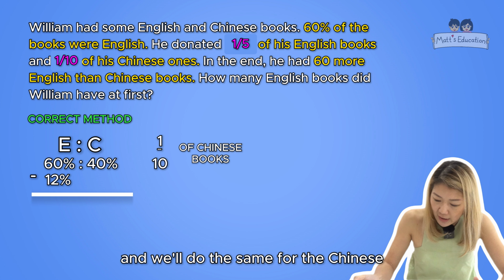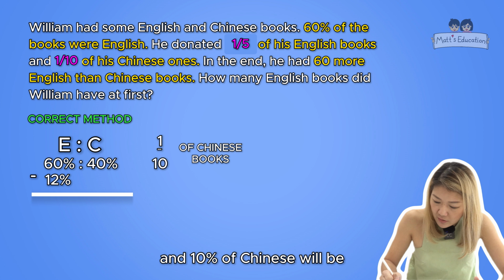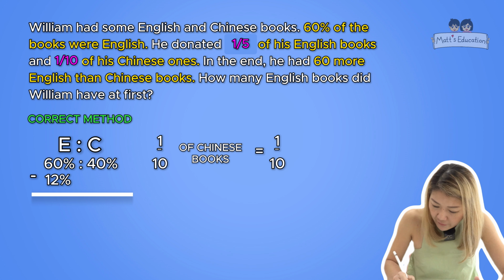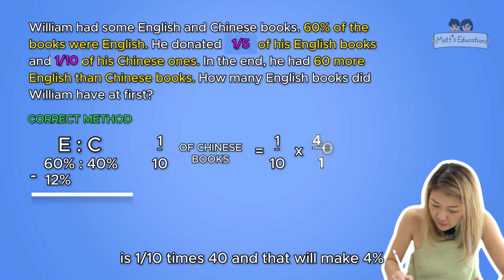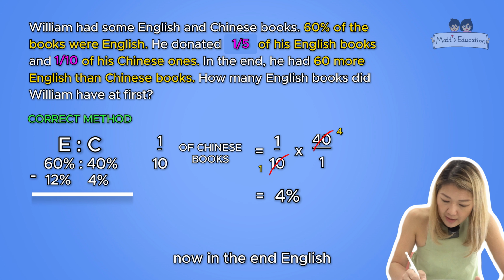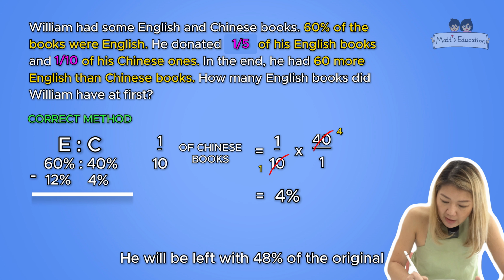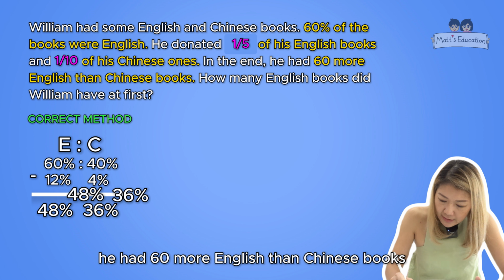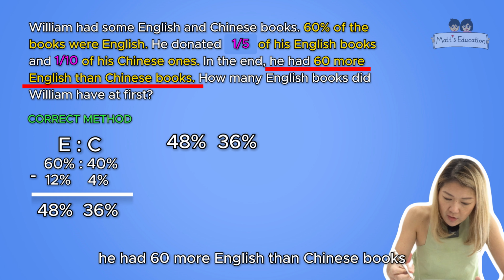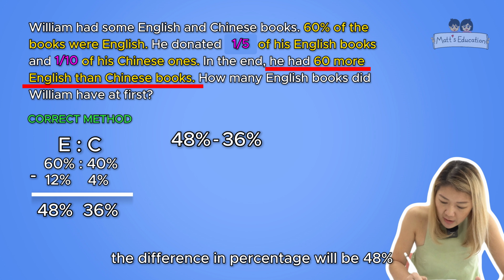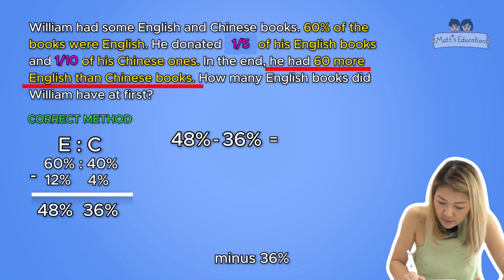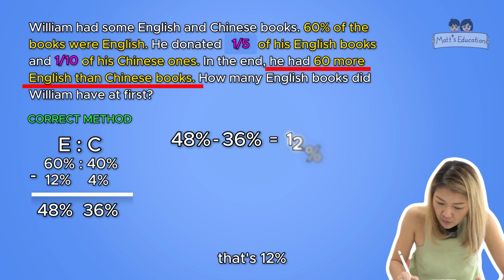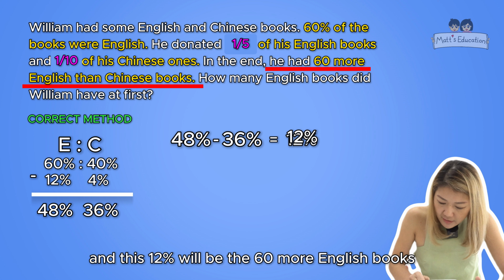And we'll do the same for the Chinese. 1/10 of Chinese will be 1/10 times 40, and that will make 4%. Now in the end, English, he will be left with 48% of the original, while the Chinese will be 36%. And now, in the end, he had 60 more English than Chinese books. The difference in percentage will be 48% minus 36%, that's 12%. And this 12% will be the 60 more English books.